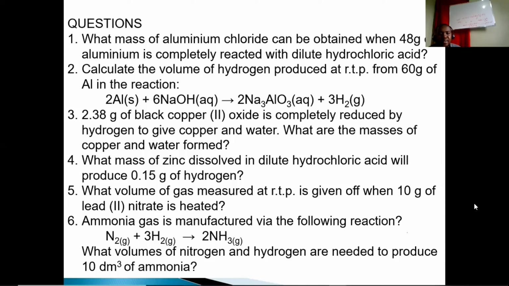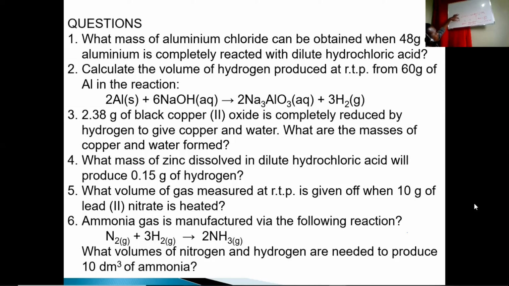Sir, can you go over the answer for number 1 again, please? Sure. Remember the first thing is to write your chemical equation. So we have aluminum reacting with hydrochloric acid to give us aluminum chloride and hydrogen gas. We balance it by putting a 2 here and a 2 here to balance the Al. AlCl3 has 3Cl, which is 6Cl for 2 of them, so we put 6 here to balance the Cls. And we have 6H here, so we put 3 here to balance the H's.